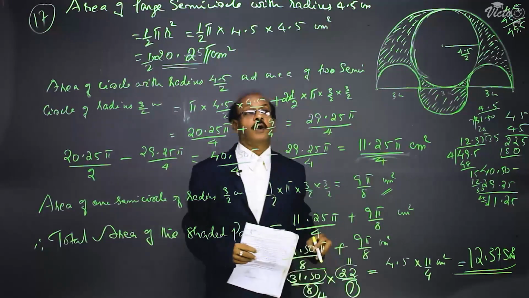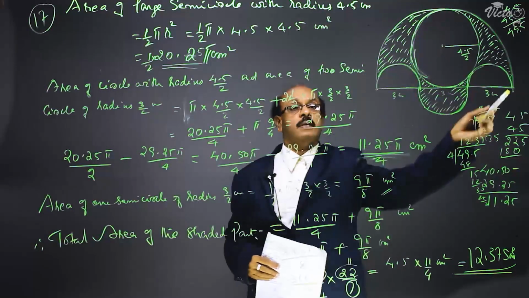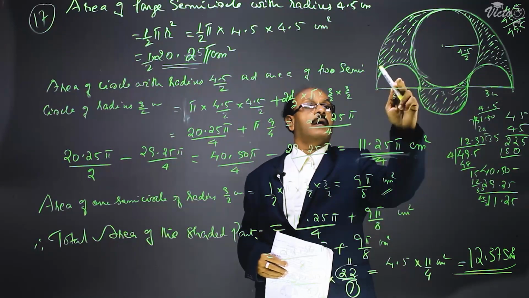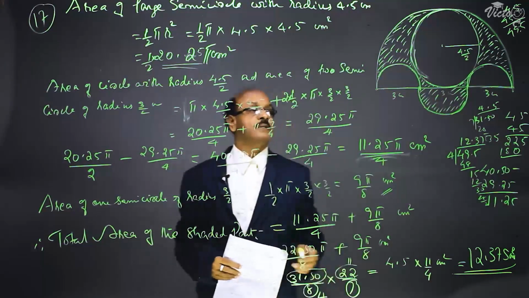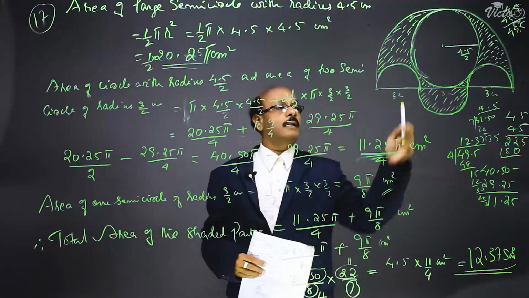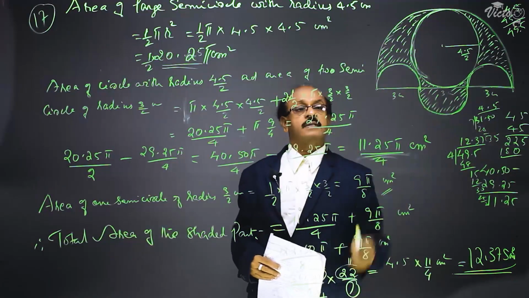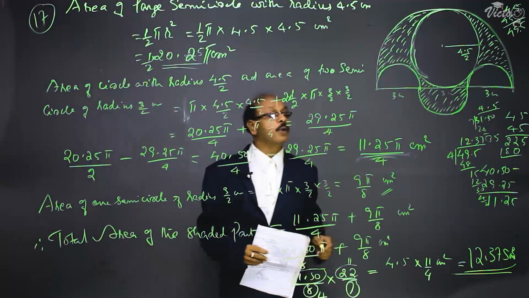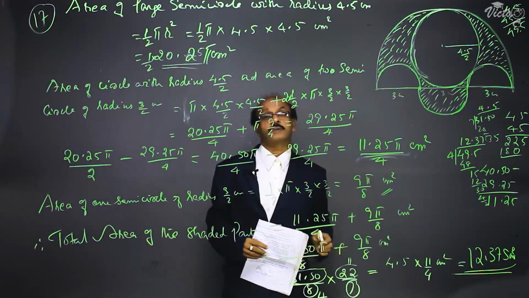First of all, we are finding area of the larger semicircle, then subtracting the area of the circle and the area of two semicircles, then add area of this shaded semicircle to the subtracted quantity. Therefore, we are obtaining it as 12.375 centimeter square. Okay.